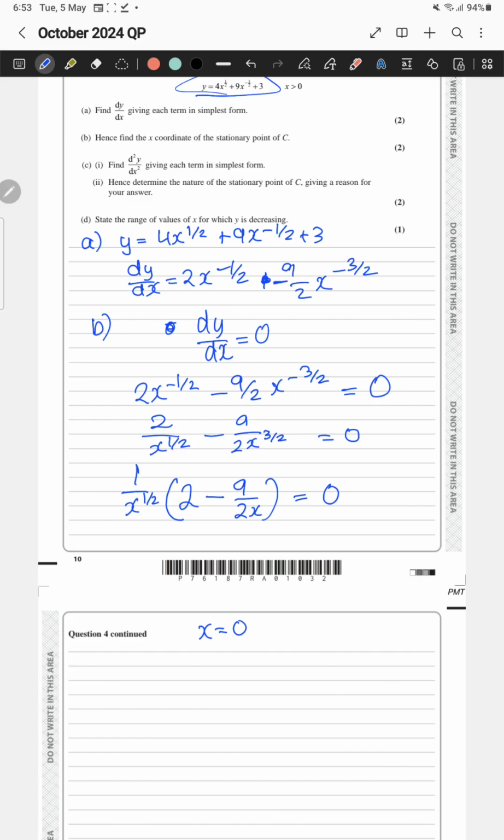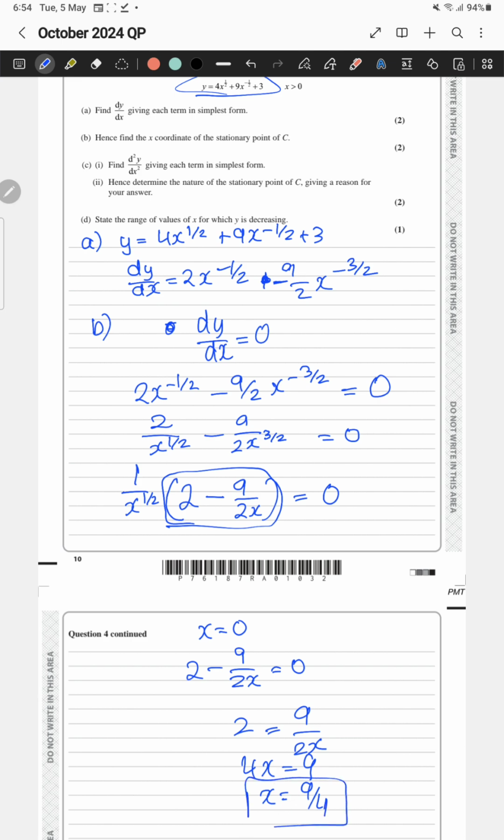Now what we can do is set this bracket equal to 0 as well, and consequently I can bring this to here, cross multiply, so 4 is equal to 9x, and x is going to be 4 over 9, and hence that is going to be our other stationary point, the x coordinate.